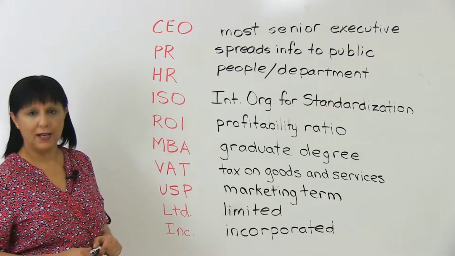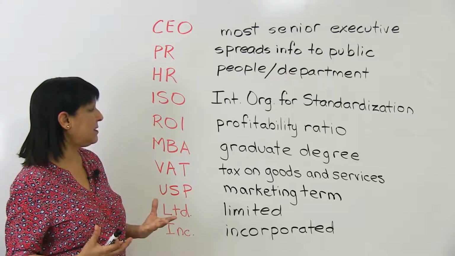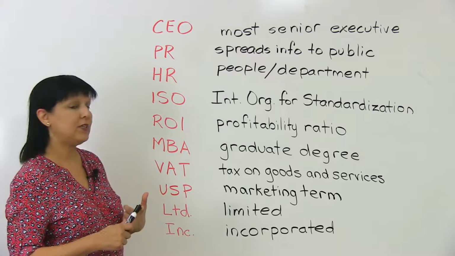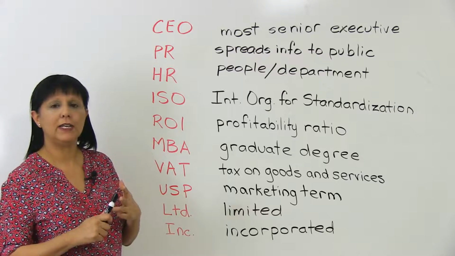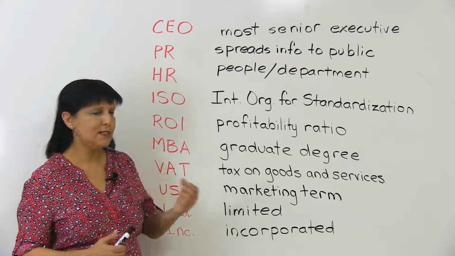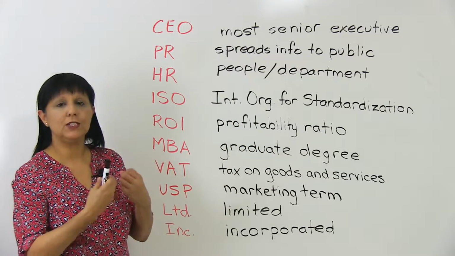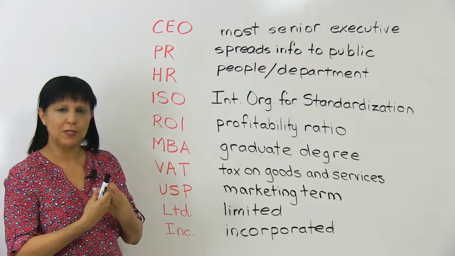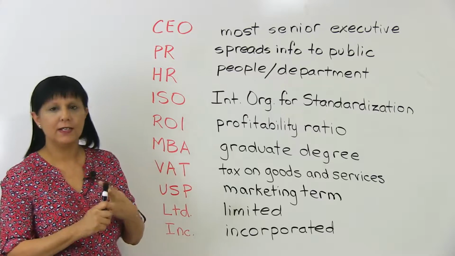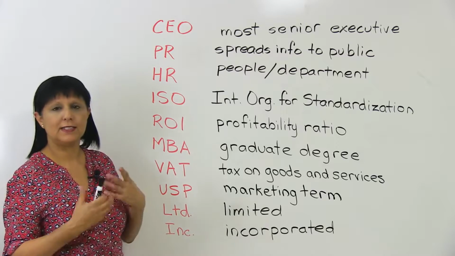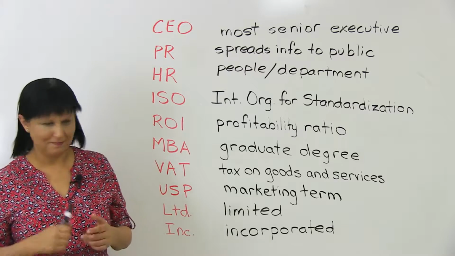Next is ROI, okay? So ROI has to do with finance. And it basically stands for, first of all, return on investment. ROI, return on investment. So ROI is a profitability ratio that helps finance people to determine if a particular investment is going to give them profit or give them savings. All right? So that's what the ROI stands for, return on investment. And it's a profitability ratio.